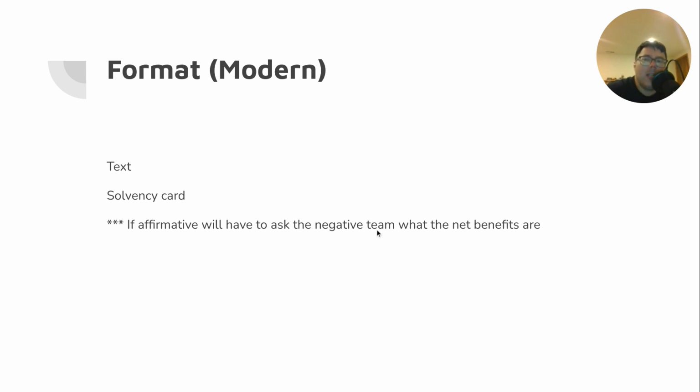The format in modern day is much more simplistic. It will have a text of some sort. The United States should, or the 50 states and all relevant territories should, and then it'll have a solvency card. If you are affirmative and you see the modern format of counterplan being read against you, you need to make sure to ask what are the net benefits right away.